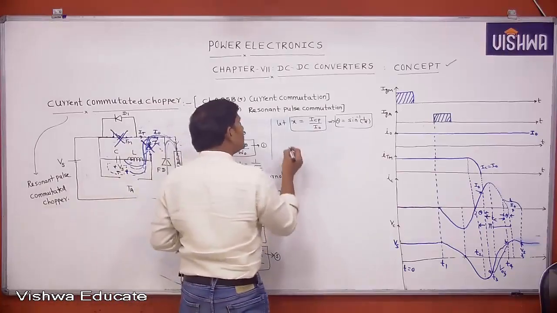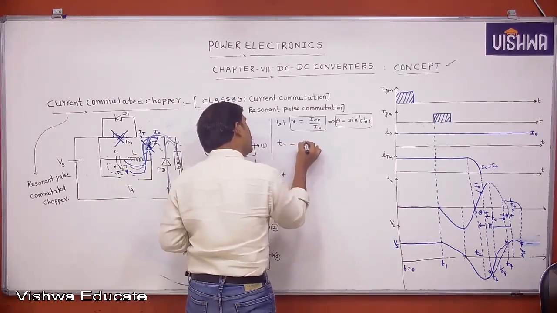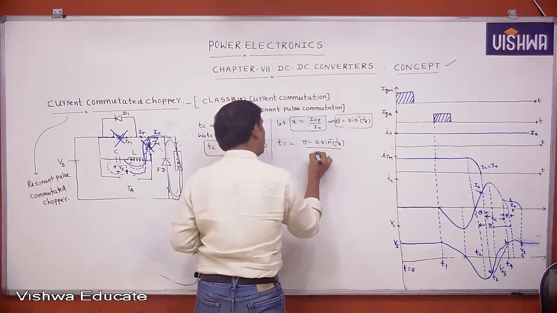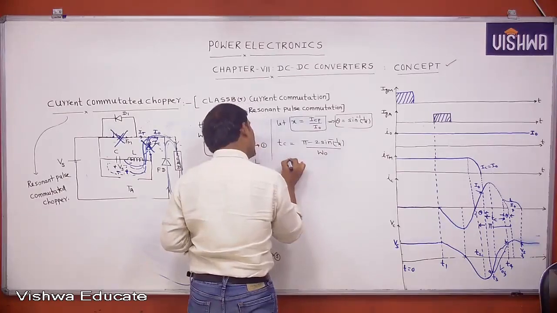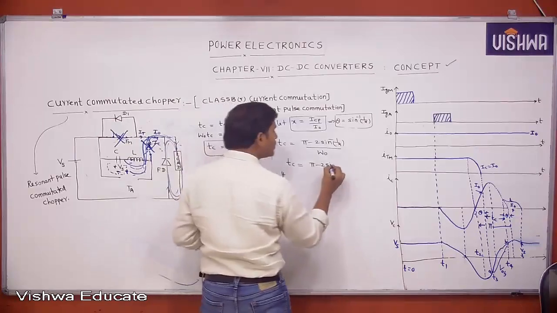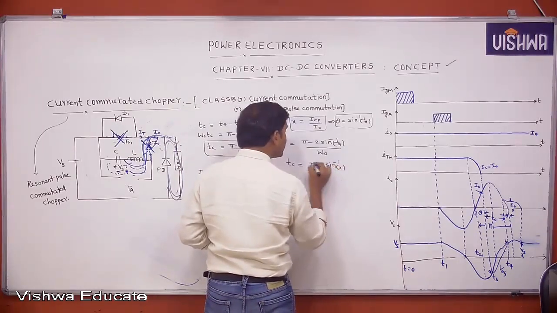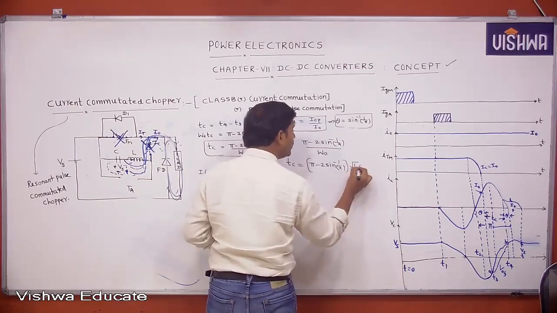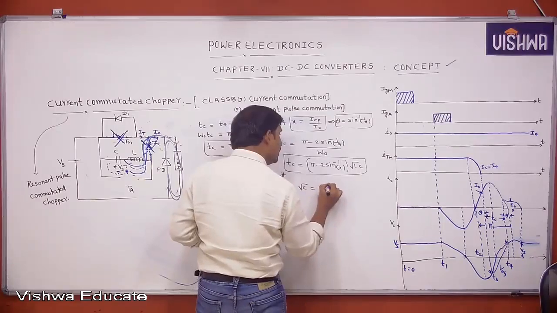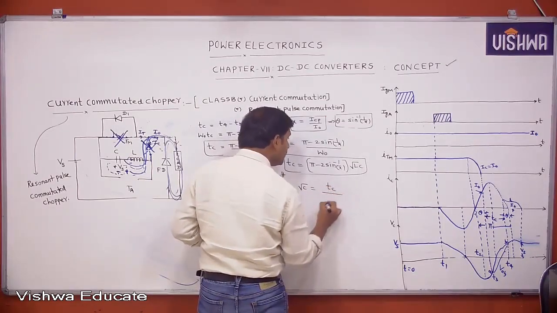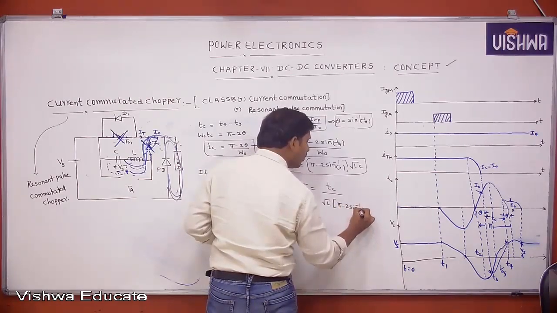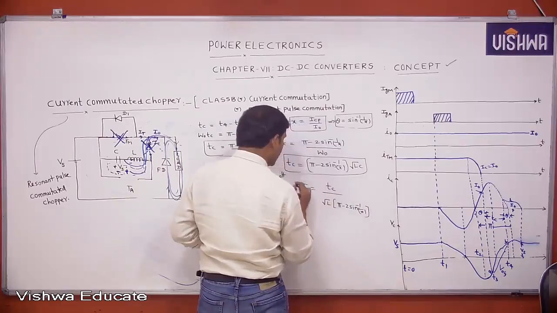Now from this, what is the circuit turn-off time? The circuit turn-off time Tc equals (pi minus 2 sin inverse 1 by X) by omega naught. Substituting omega naught equal to 1 by root LC, Tc equals (pi minus 2 sin inverse 1 by X) into root LC. Then root C equals Tc by root L into (pi minus 2 sin inverse 1 by X).